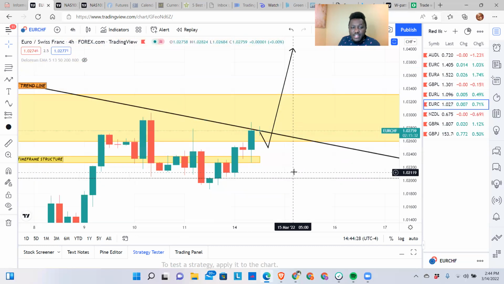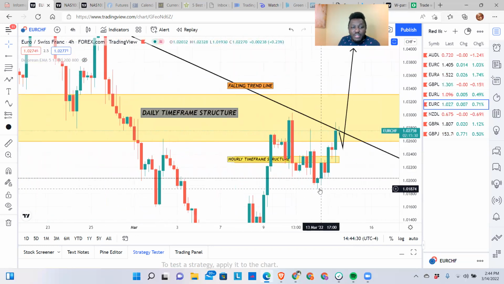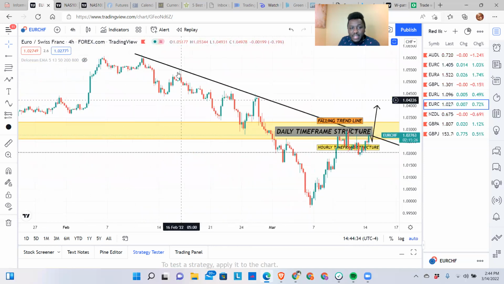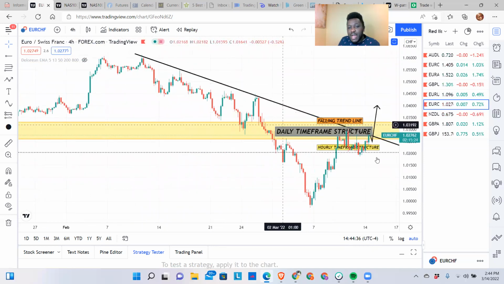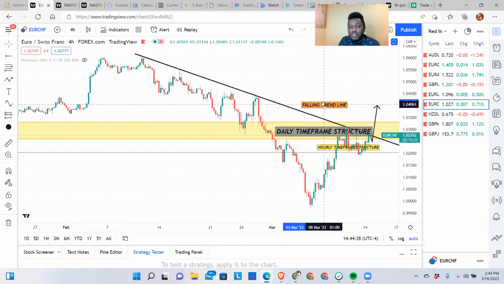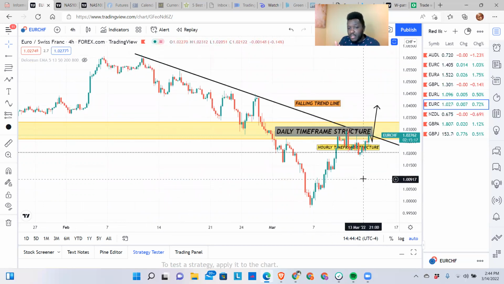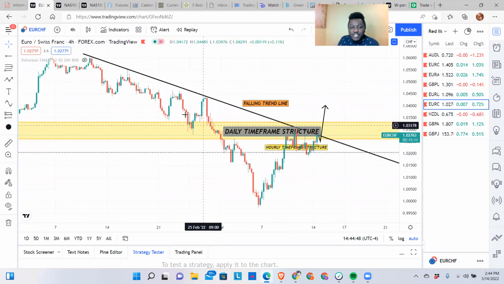So this is what I saw. I looked at this market and I saw a pattern here. I saw the market in what I call a falling trend line. Like this is a bearish trend for me. That's what I saw, right? I saw that bearish trend right there. Then I saw this structure happening right here.